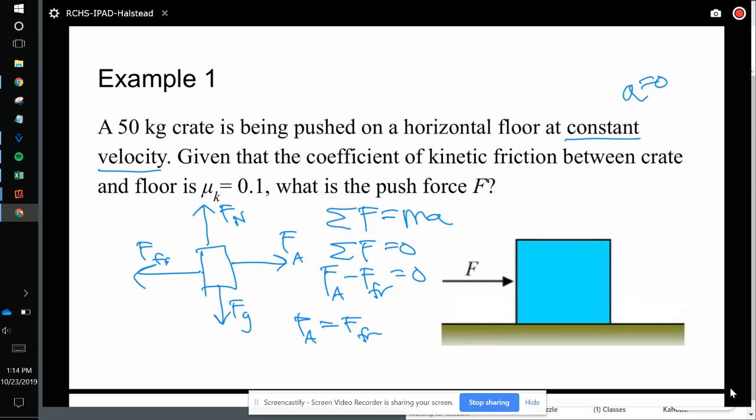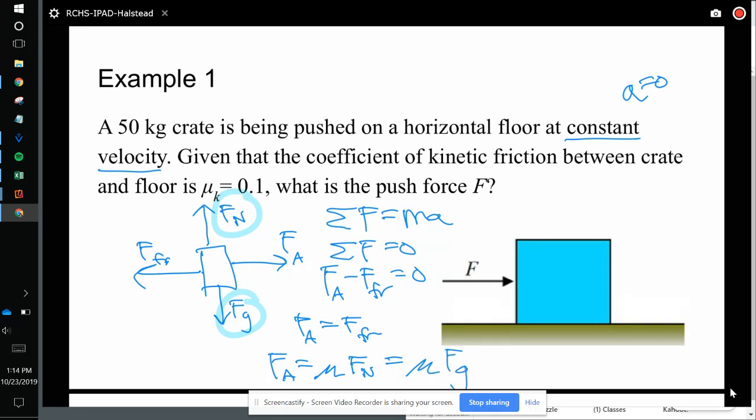So now what we're going to do is plug in our friction equation here. So we get the applied force is equal to mu times the normal force. Now if we look at our free body diagram, we can see that the normal force, which is right here, is equal to the force of gravity, because those two things are also balanced forces, since we're not accelerating in the y direction. So we can now plug that in for normal force.